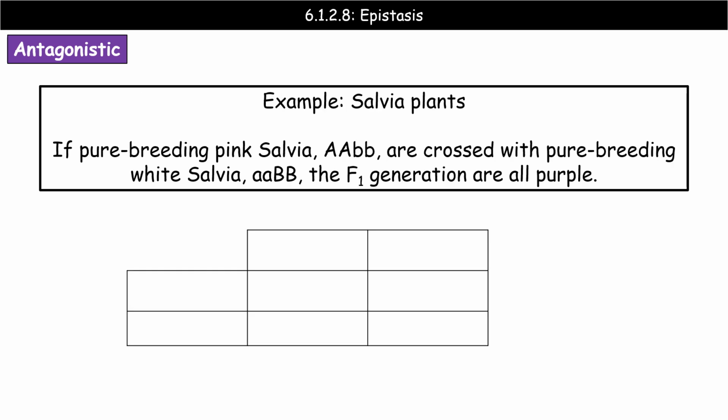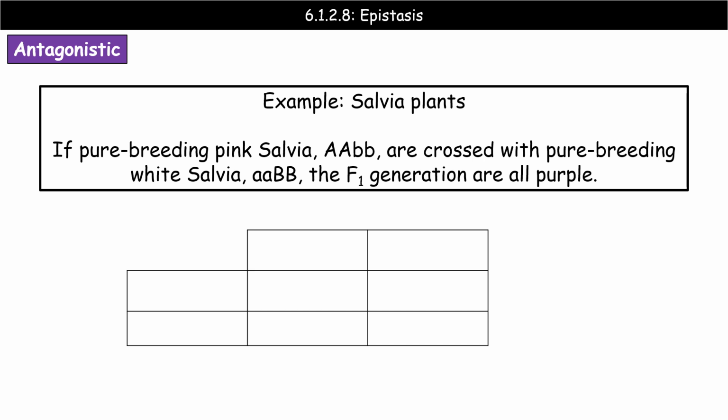I think sometimes it's a bit easier to actually get this into your head once we've gone through a few examples, so we've got a chance to visualize what's happening here. Now, as always, we're going to go back to our old friends, the Punnett squares. And my first example for you with our antagonistic and recessive trait is going to be the salvia plants.